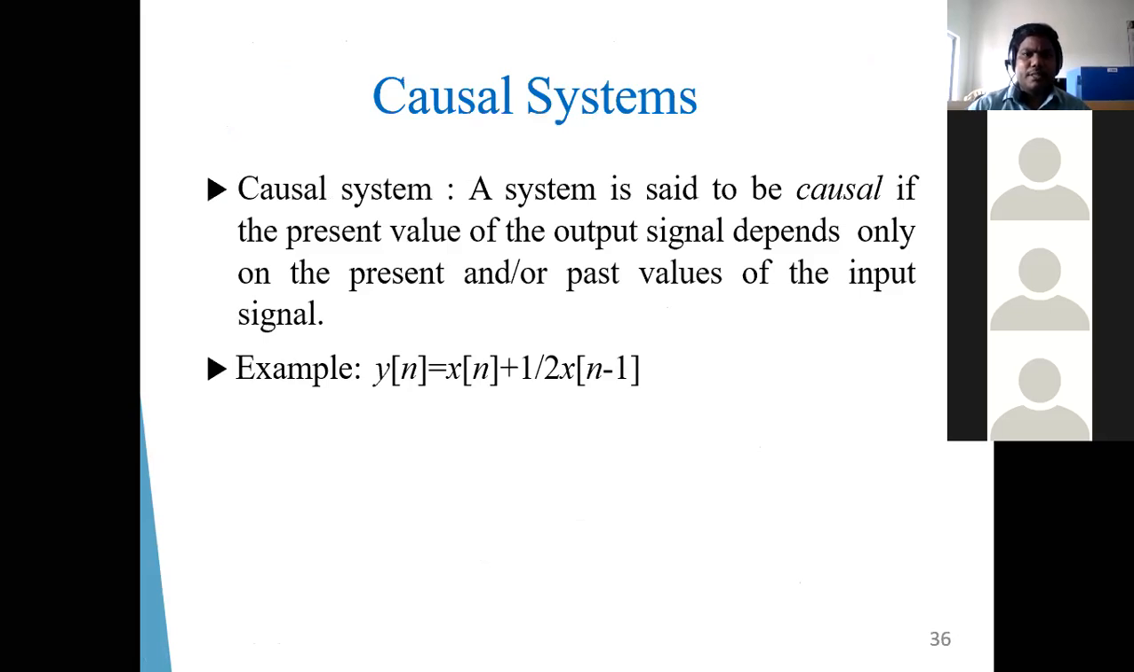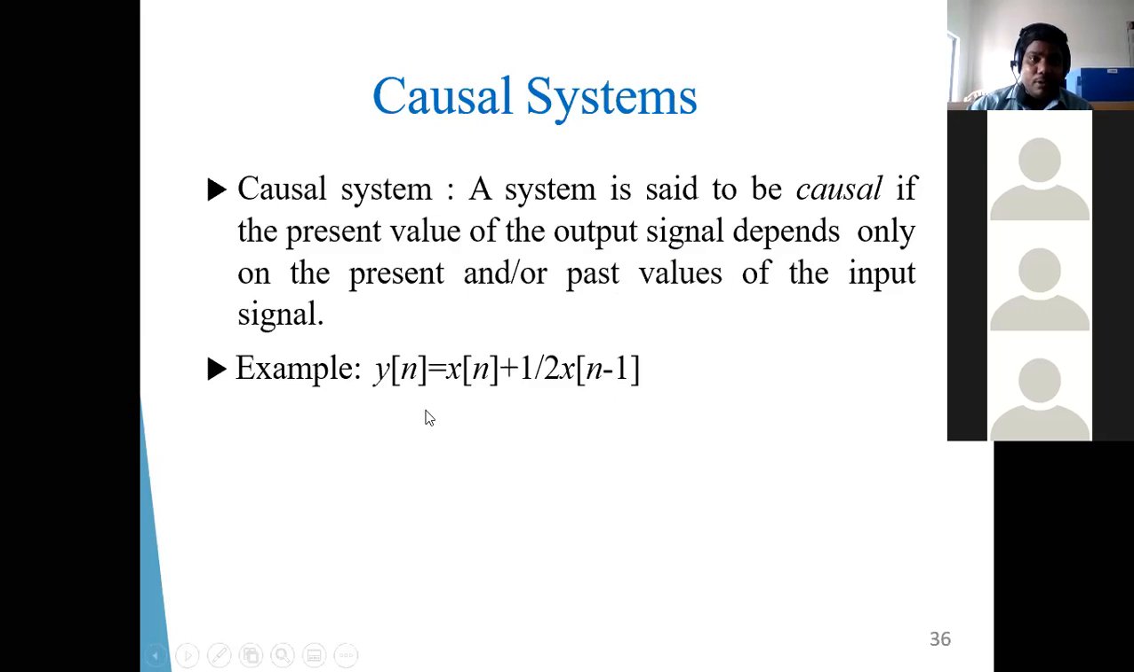A system is said to be causal if the present value of the output signal depends only on the present and past values of the input. So if the system is a causal system, the system mainly depends on both present and past values of the given input signals. That means a causal system depends on present and past values.